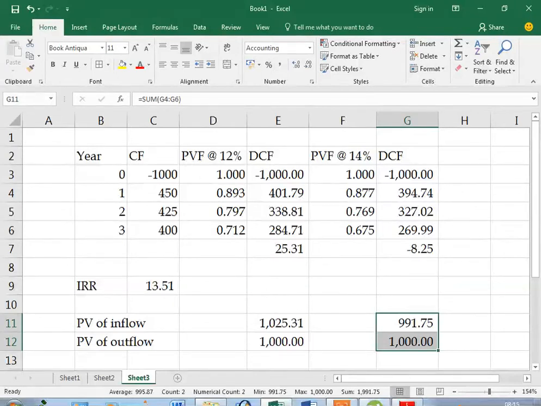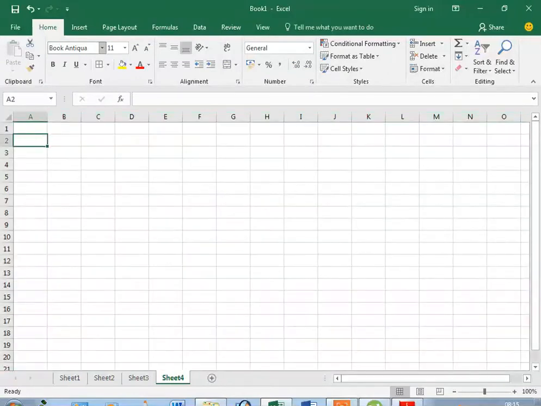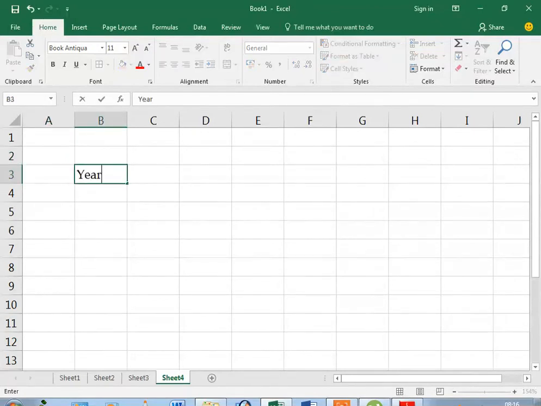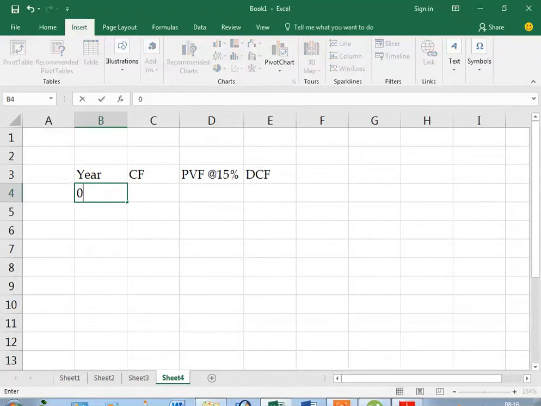So working note 1, calculation of cost of project. Below that, IRR is the rate of return at which NPV of the project is 0. Four columns: year, cash flow, PVF at 15%, and DCF. Years 0, 1 to 4.